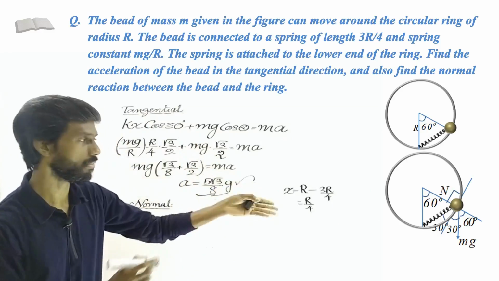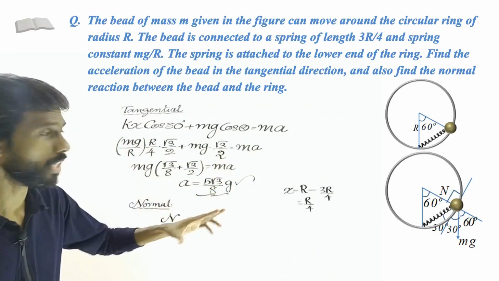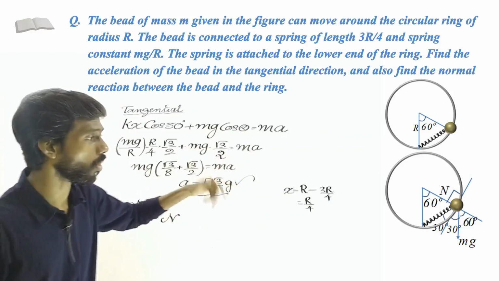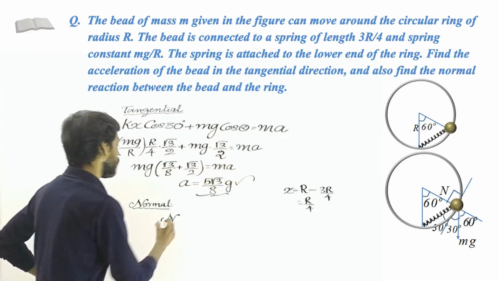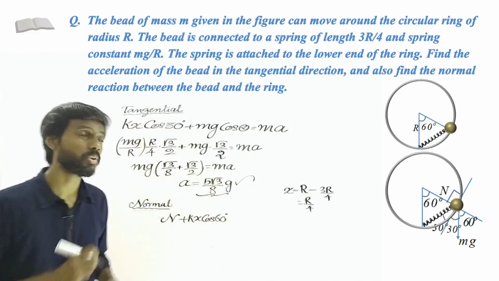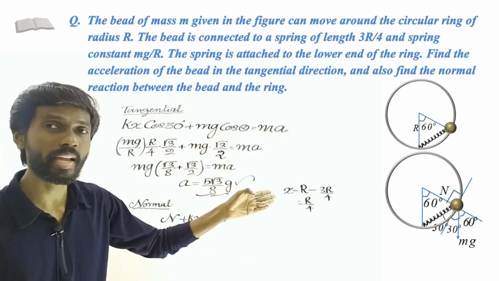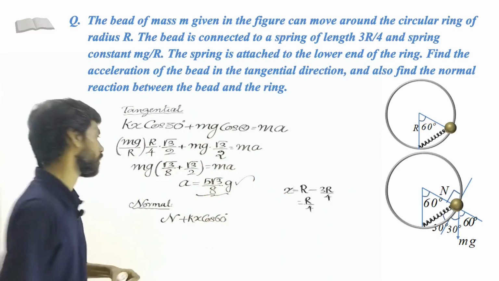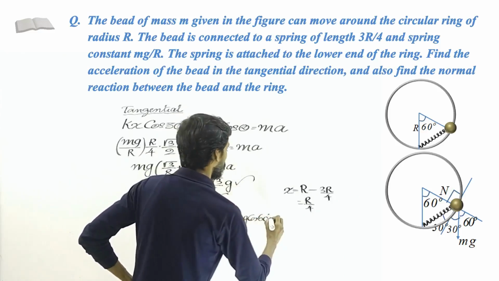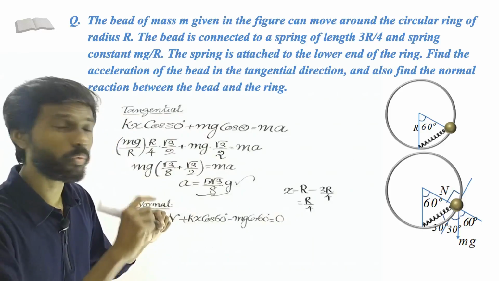Take this to be positive: n, the normal reaction. And also the component of the spring force in the normal direction, that angle is 60 degrees. See, it is an equilateral triangle, so 60 degrees. So cos 60 is to be multiplied, kx cos 60. So n plus kx cos 60. And also the component of the weight in the normal direction, but in the opposite direction, so minus mg cos 60. This is the total force in the normal direction, and that equals 0.